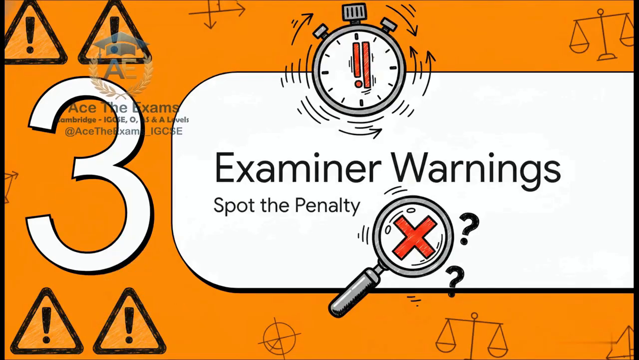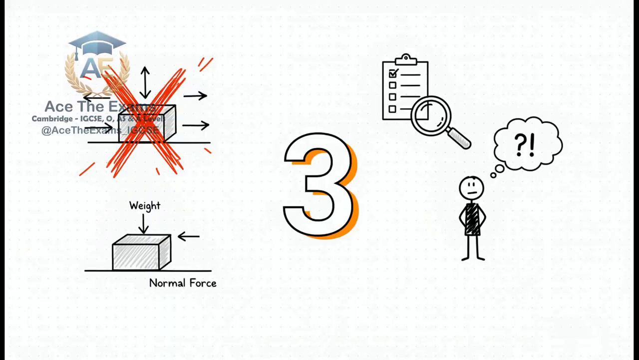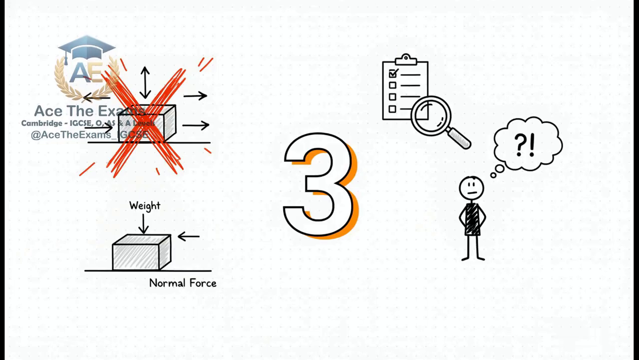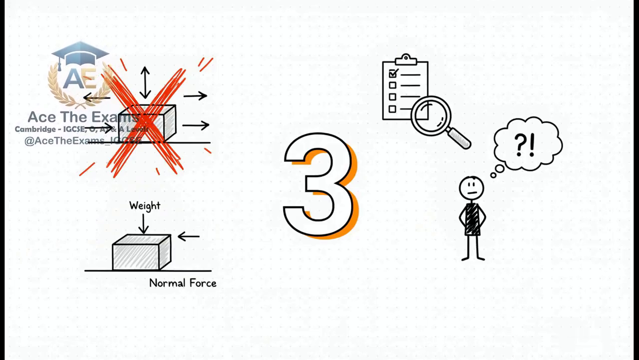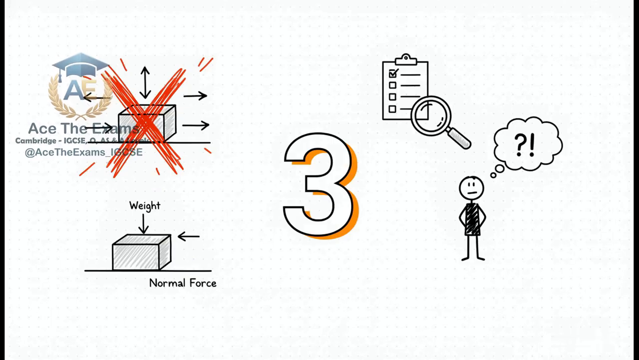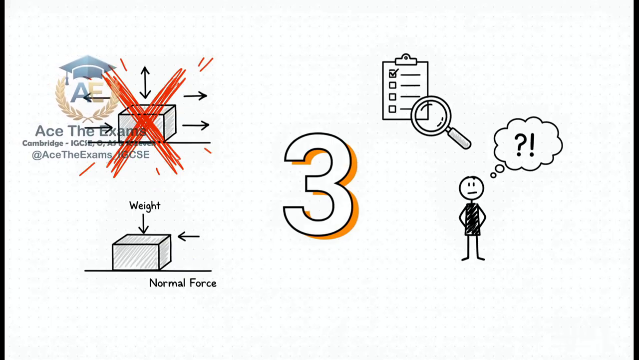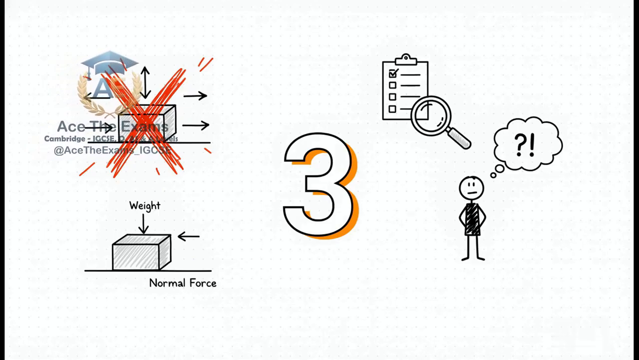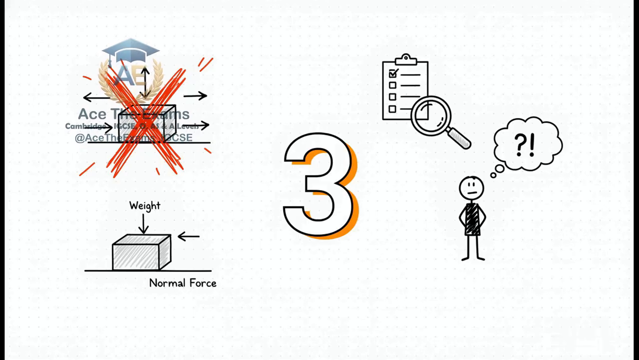Section 3. Top examiner warnings. Spot the penalty. We're looking at the top 3 documented mistakes that cost top grades. Coming in at warning number 3. Students simply forget to check their format and presentation against the strict examiner conventions. Like we just discussed, failing to adhere to these rules on your force diagrams is a massive unforced error. Do not lose a mark simply because you forgot an arrowhead or a clear label.